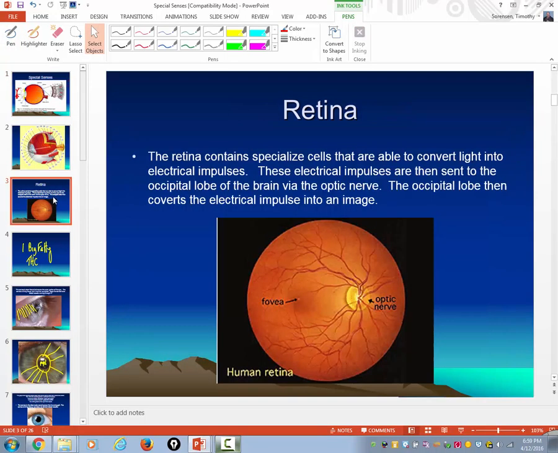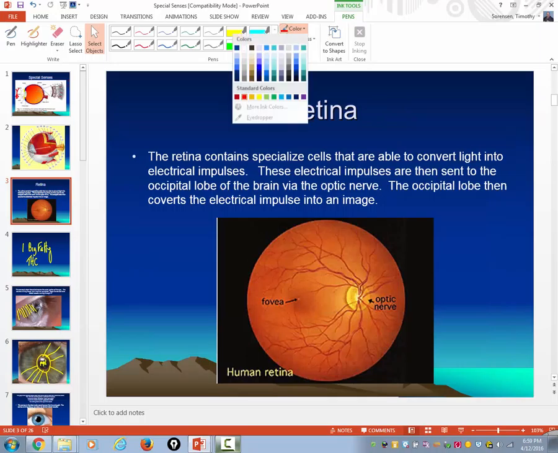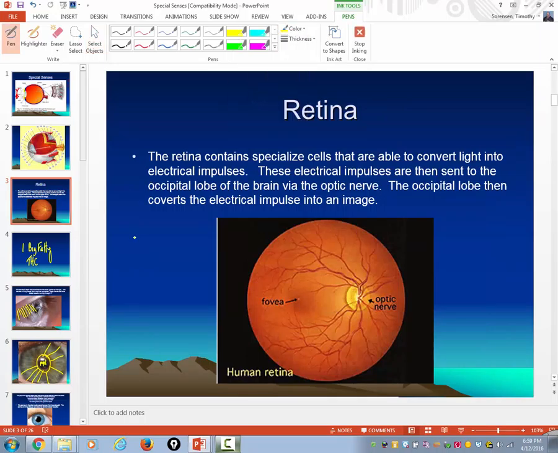Now watch. This is the coolest thing. In advance, I go over fetal circulation, which to me is the most amazing thing. But this is the second most amazing thing. Watch. Inside your retina, you have specialized cells called rods and cones.